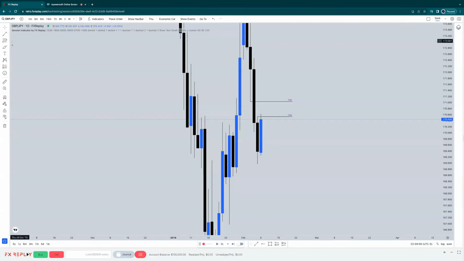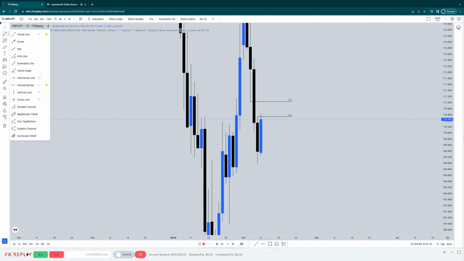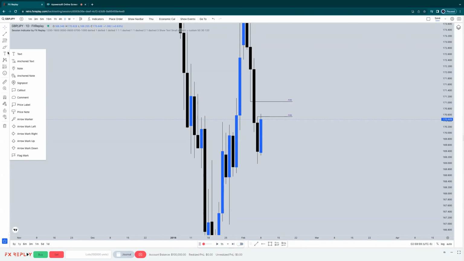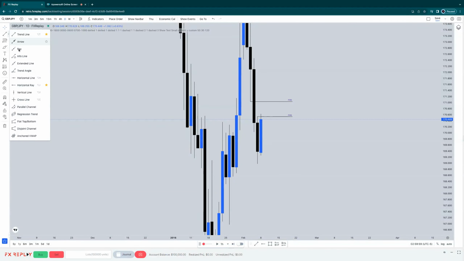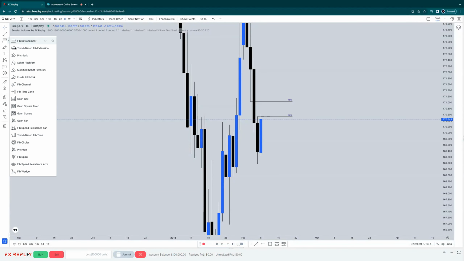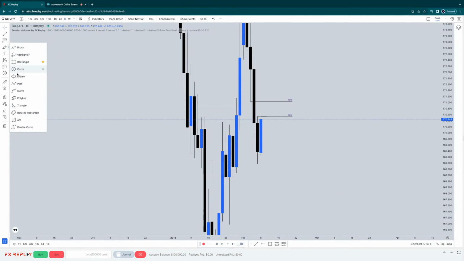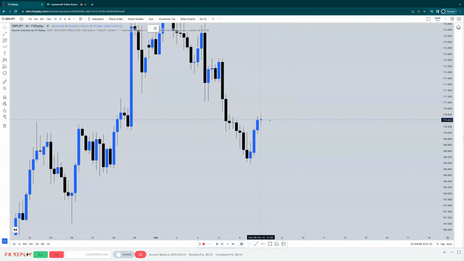Why do you want to look for your entries between them times? I've explained it quite a few times already, but if you haven't seen them videos, I will show you again why I believe they're the most probable times to be getting entries. So we know on this 4 hour here, sorry, this is the daily. We know on this 4 hour, which is this candle here, we've opened up, we went lower, okay? But then now we've gone higher.